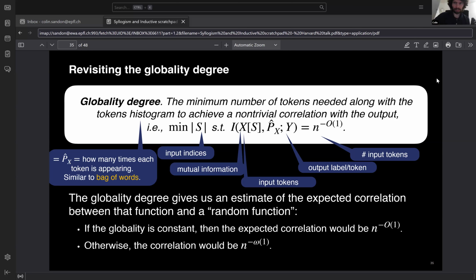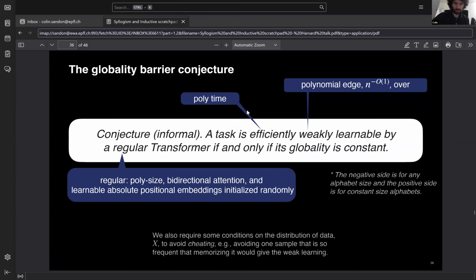So to the degree that the globality is constant, we would expect a correlation in this inverse polynomial between the target function and a typical random function of this sort. Otherwise, we'd expect a correlation which is smaller than any such inverse polynomial. And as mentioned, we've conjectured that a task is efficiently weakly learnable if and only if it has constant globality, under some assumptions.